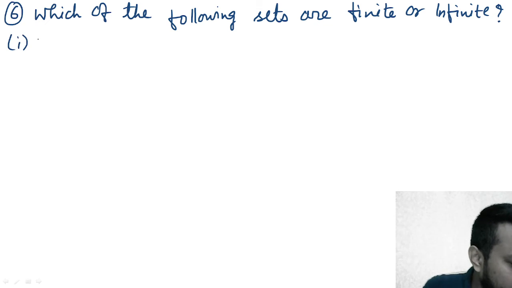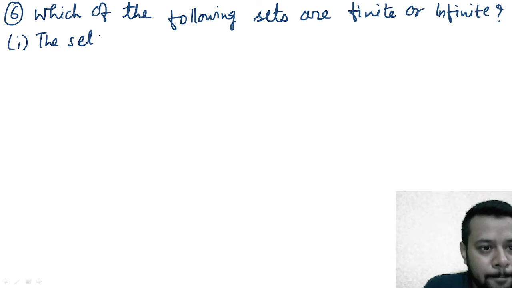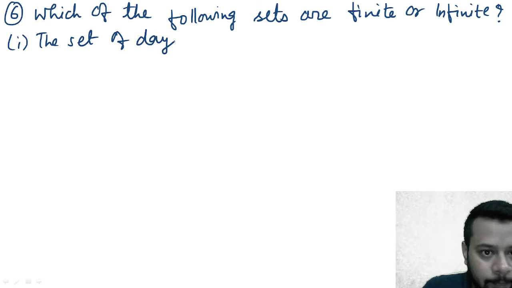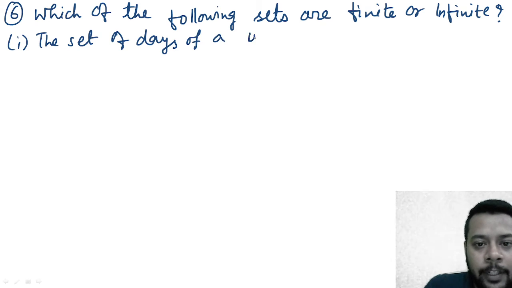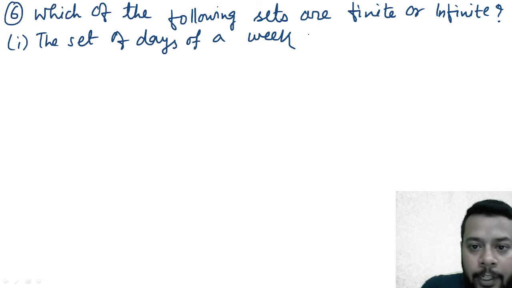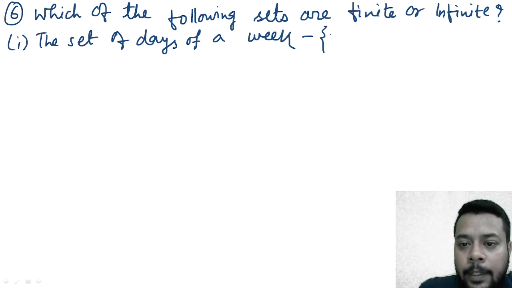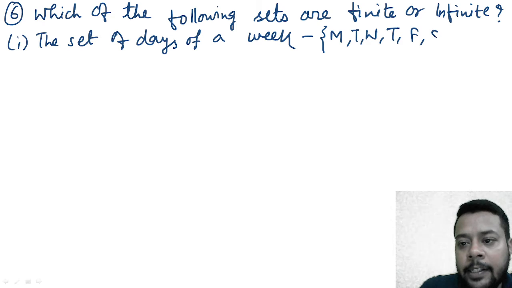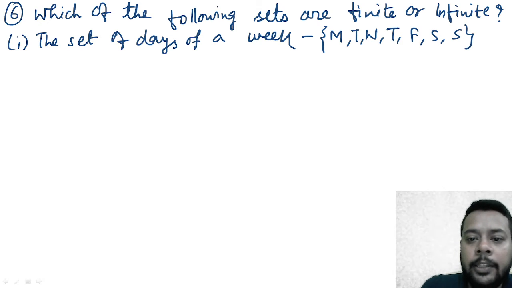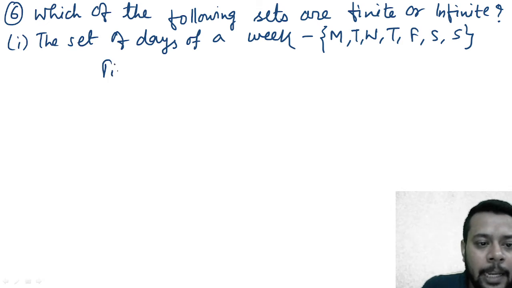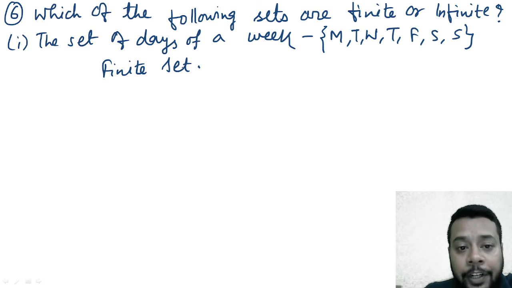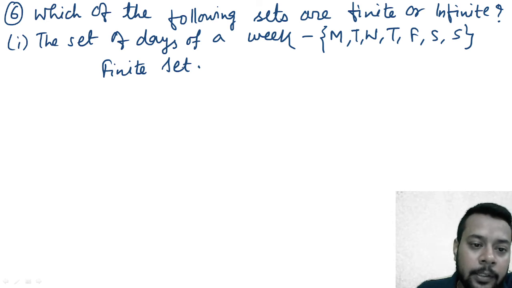Coming to subpart 1, the set of days of a week. If I talk about the set of days of a week, what will it be? It will be Monday, Tuesday, Wednesday, Thursday, Friday, Saturday, Sunday. That's all. Nothing more than that. So definitely such a type of set is called a finite set, which has some definite fixed values.